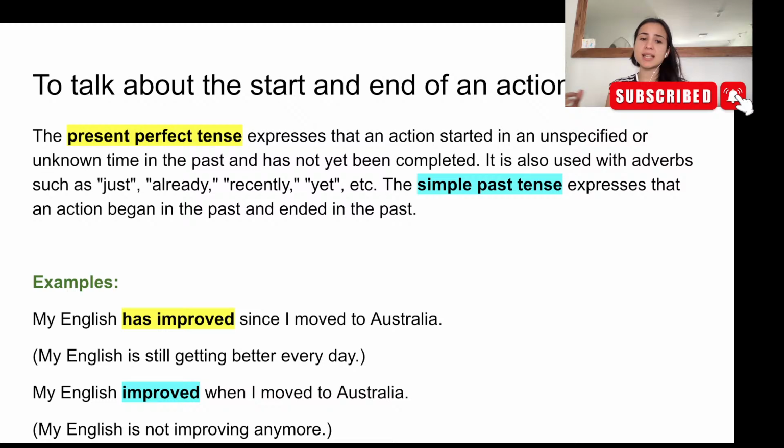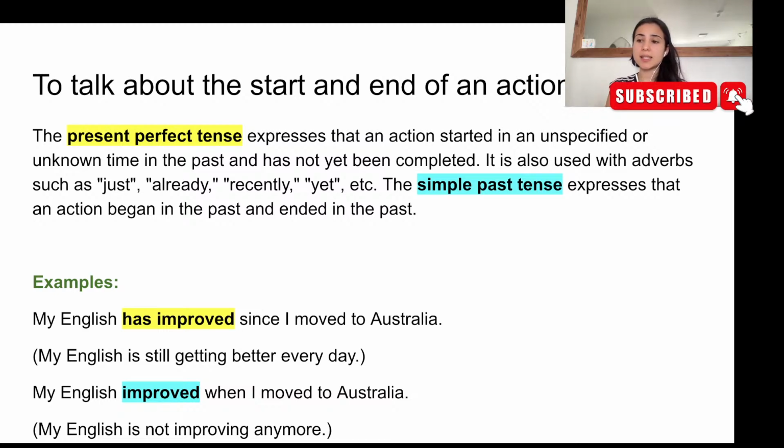My English has improved since I moved to Australia. Sorry. So my English is still getting better every day. I'm still improving with every day, right? So I started improving in the past because I started learning the language and doing lessons. And I'm still learning the language and I'm still improving. It's something that is still currently in progress.